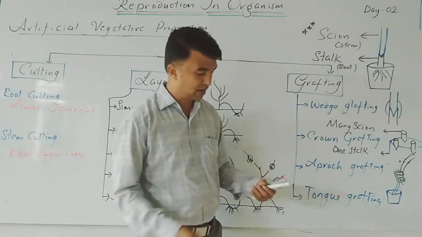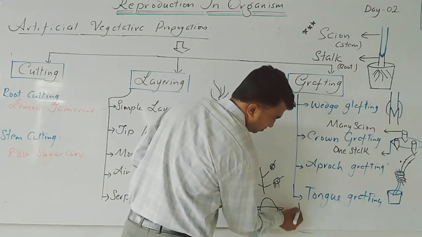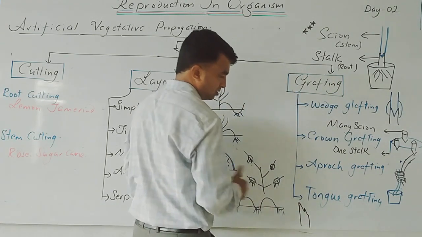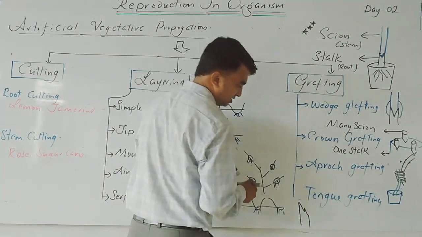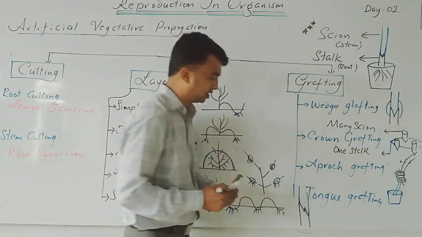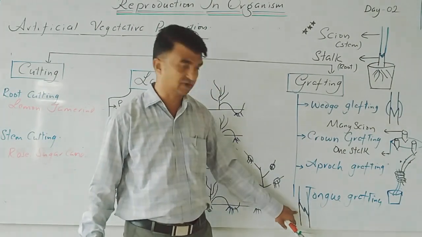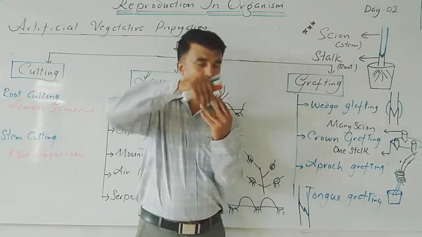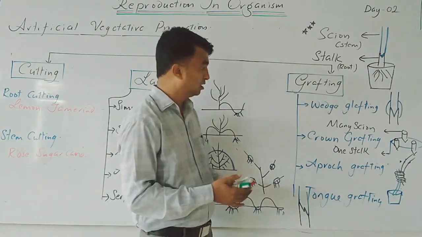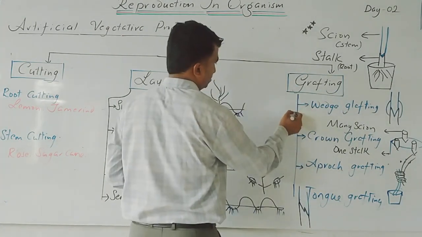Next, tongue grafting. So this is the stalk and this is the tongue. It means a wedge shape is cut and grafted. So this is different, this is different. This type of tongue grafting involves almost an oblique cut. Clear?